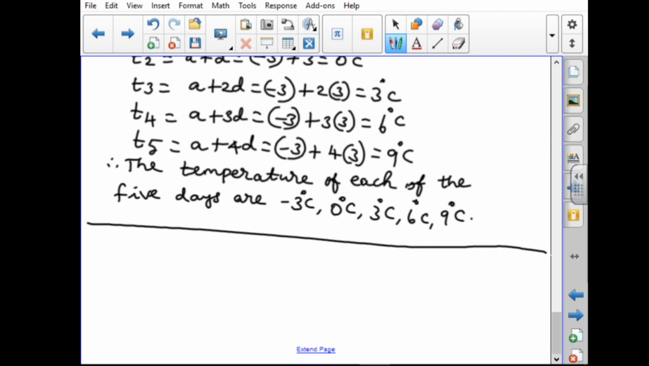Next one, 14th sum. Priya earned rupees 15,000 in the first month. Thereafter, her salary increased by 1,500 per year.